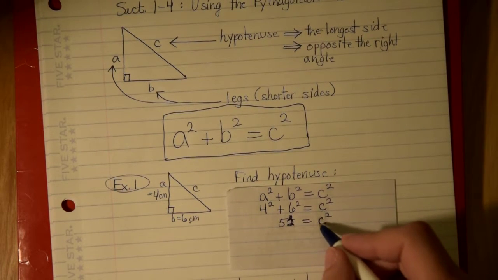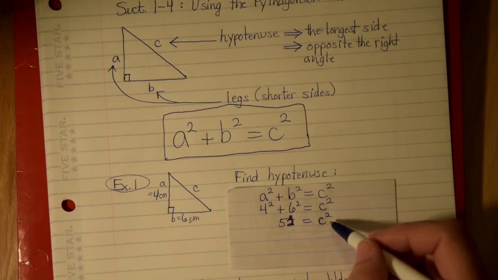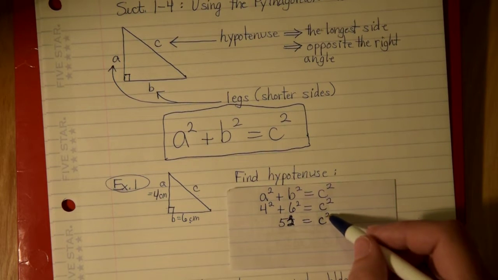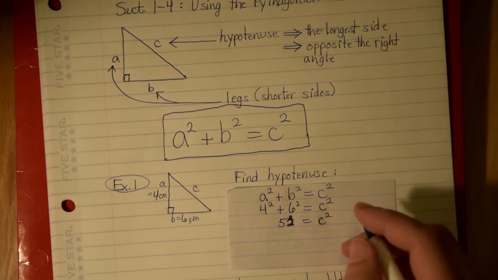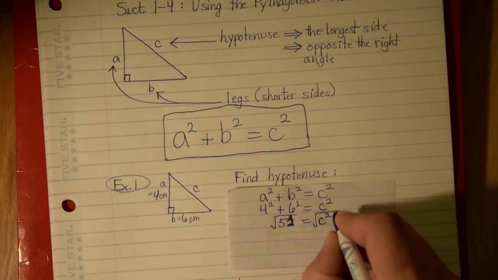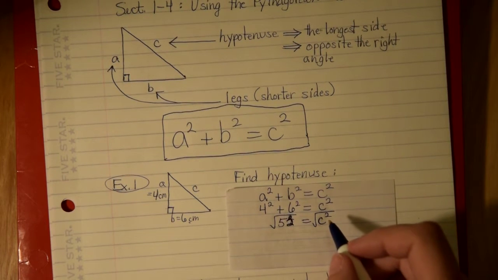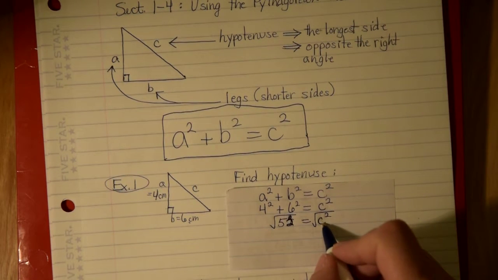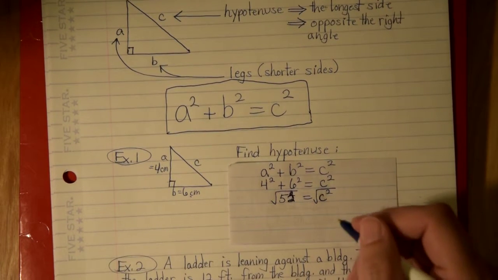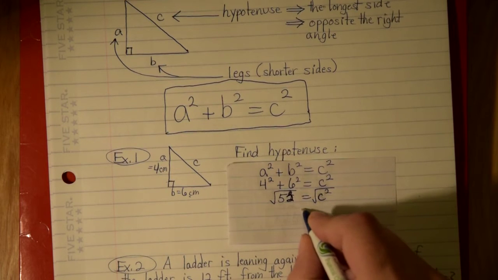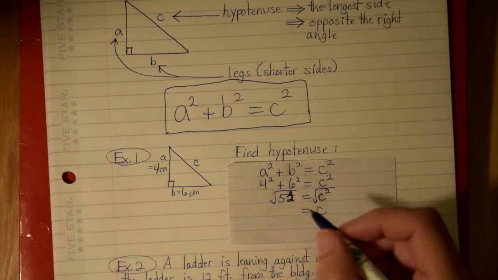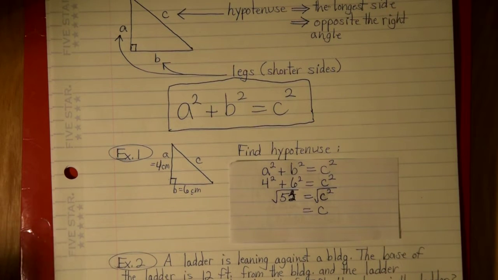At this point, we want to get C by itself, so I have to get rid of the squared. The way to get rid of a squared is to use a square root. So I'm going to take the square root of both sides, because you can't do something to one side of an equation without doing the exact same thing to the other side. And the right side becomes just C, because square roots cancel squares. And the left side, you can do with your calculator.